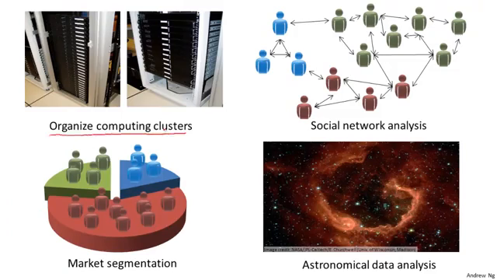Here's the second application, social network analysis. Given knowledge about which friends you email the most, or given your Facebook friends or your Google Plus circles, can we automatically identify which are cohesive groups of friends, or which are groups of people that all know each other? Market segmentation. Many companies have huge databases of customer information.